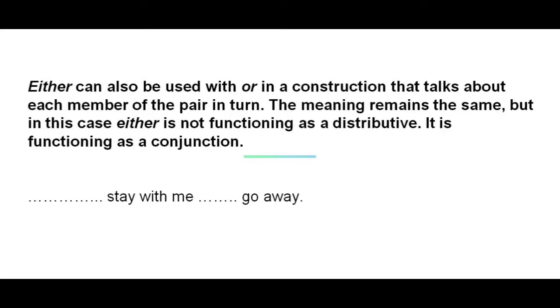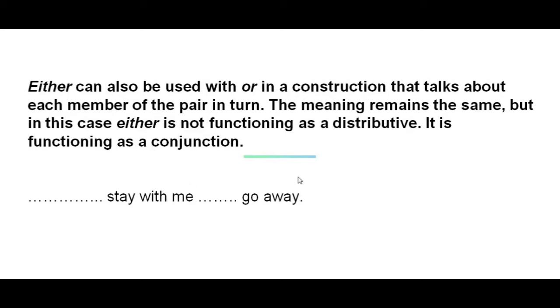Also remember that either can be used with or in a construction that talks about each member of the pair in turn. Now the meaning remains the same, but in this case, either is not functioning as a distributive. It is functioning as a conjunction.